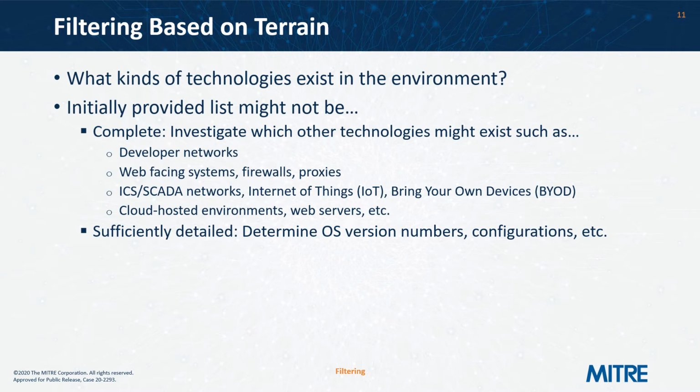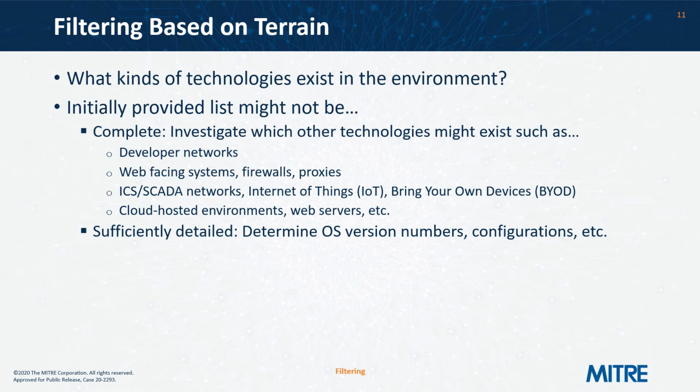In many cases, it will be appropriate to filter based on terrain. Which technologies are in your terrain? If you don't use industrial control systems, then techniques associated with ICS are not likely to be relevant for you, and you can filter them out, along with their hypotheses, analytics, and data collection requirements. Just keep in mind that you might have more technologies in your environment than you first think.